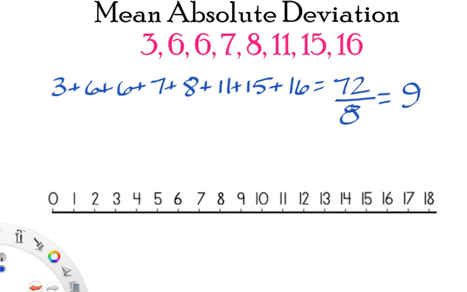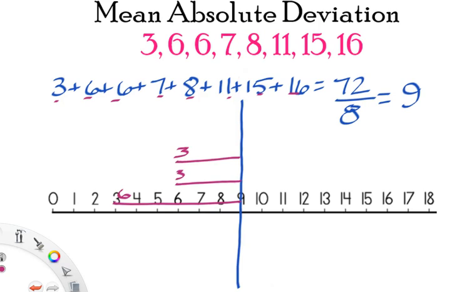Well, let's take a look at a number line. Let's say that we're going to draw a line to represent where our mean is. From there, we want to look at how far away each of these values is from that mean. So from 9 to 3, that's 6 steps away. From 9 to 6, that's 3 steps away. 9 to 6 again, 3 steps away. 9 to 7 is 2 steps away. And 9 to 8 is 1 step away.